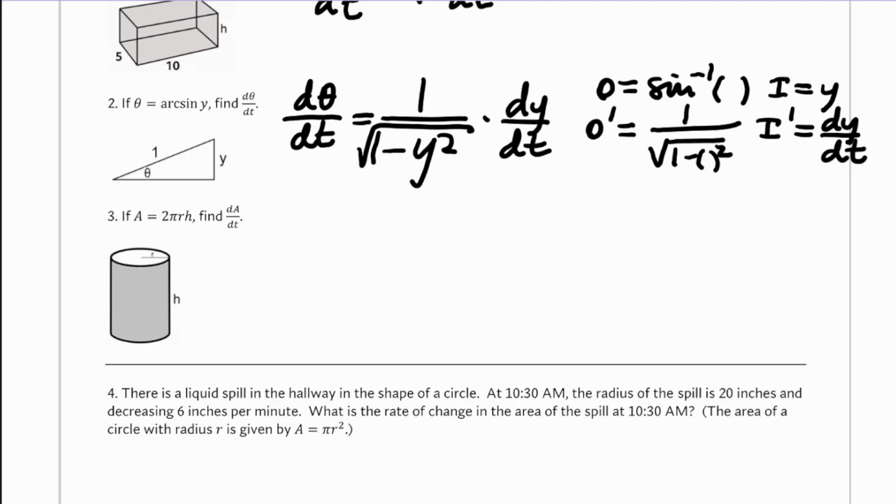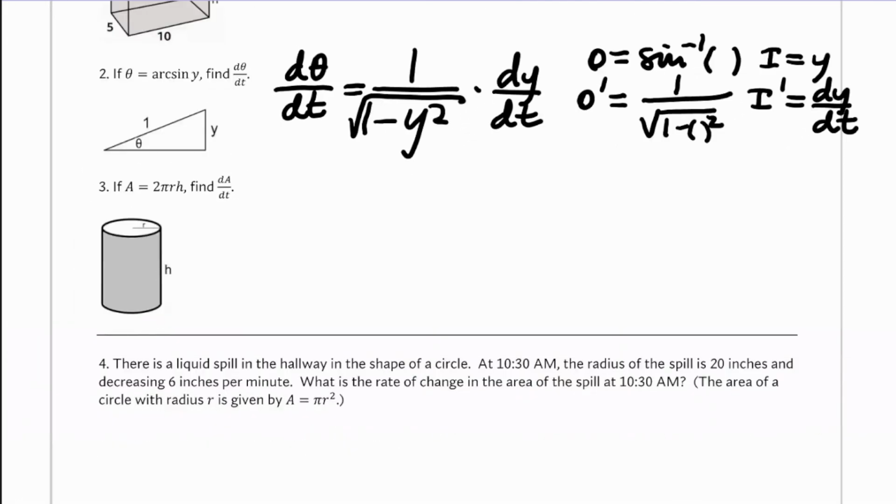Number 3, okay, we've got area is 2 pi rh. The r and the h could both be changing with respect to time. Now sometimes the cylinder is just growing in one direction and one of these is fixed, but I don't really think we can assume that. When we were grading the quizzes, I think that if you assumed that the radius of the cylinder was fixed, we credited you for it, but we probably shouldn't have because there's nothing to indicate that on this drawing.